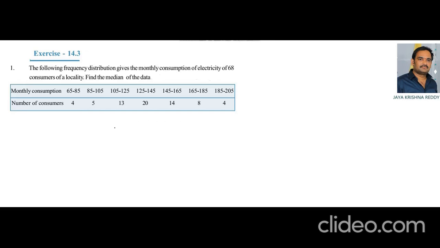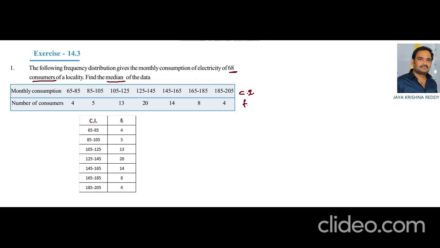Let us solve this question. Exercise 14.3, first question. The frequency distribution gives the monthly consumption of electricity of 68 consumers of a locality. Find the median of the data. The classes in the question are 65 to 85, 85 to 105, 105 to 125, and so on up to 180, with frequencies 4, 5, 13, 20, 14, 8, 4. We have to find the median for this given grouped data.